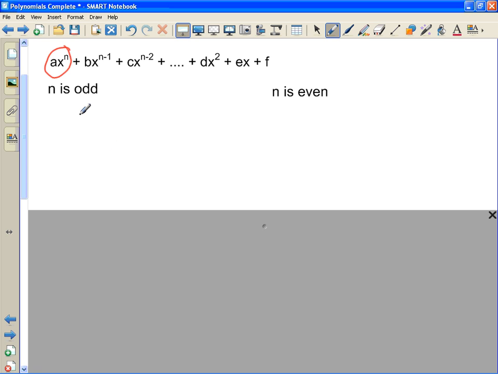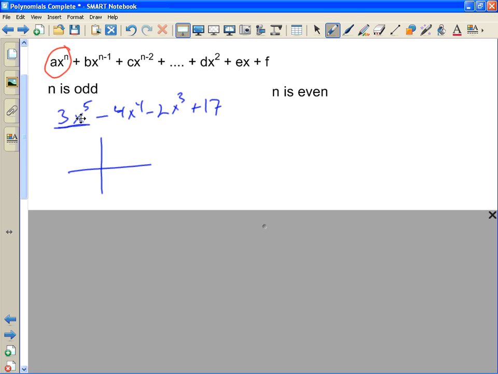So if it's odd, I'll give you a specific example to work with. Let's say I've got 3x to the 5th, and then I've got some other trailing numbers here. I'm even going to make this a minus. So I've got some function. I'm going to look at just my first term and ask myself, if I put in a very large positive number, so when I approach this side of my graph, what's going to happen to my function here?